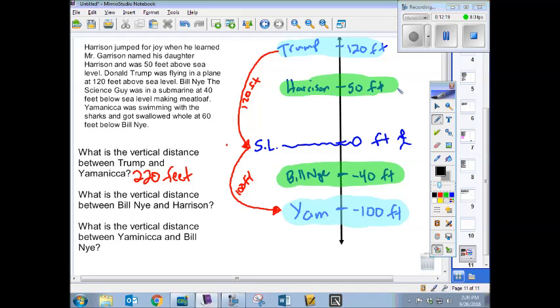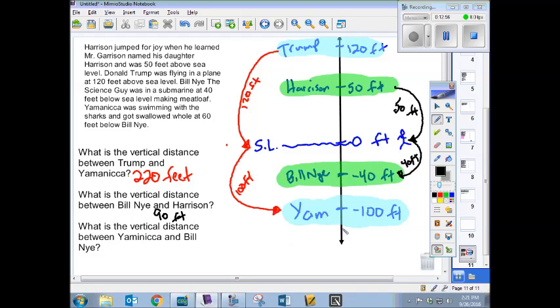So what Harrison's going to do is he is going to jump, and he's going to fall from jumping up. How far is Harrison going to fall until he gets wet? 50 feet. Now, he's in the water. How much farther is he going to have to travel to get to Bill Nye the Science Guy? 40 feet. And then what are we going to have to do with those two distances? We are going to add them. 50 and 40 would mean that you would have to travel a total of 90 feet.